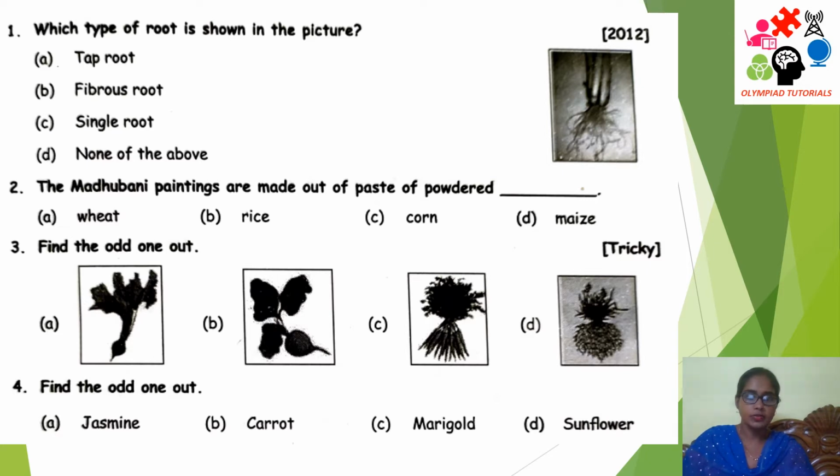So the question is, which type of root is shown in the picture? If you see the picture clearly, you can see this is a fibrous type of root. So four options are there: taproot, fibrous root, single root, none of the above. So here your answer is fibrous root.